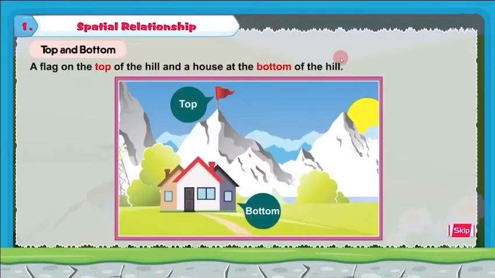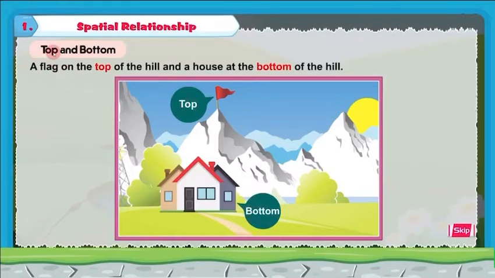Today we will do the course book from our mathematics subject. Now let's start the first chapter. So the name of our first chapter in mathematics subject is spatial relationship. S-P-A-T-I-A-L relationship. This is the chapter's name. The first topic in our chapter today is top and bottom.